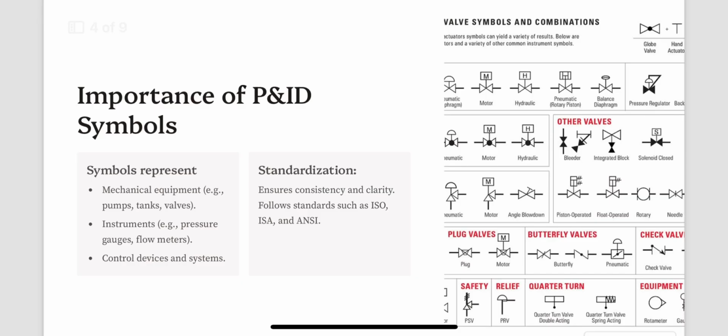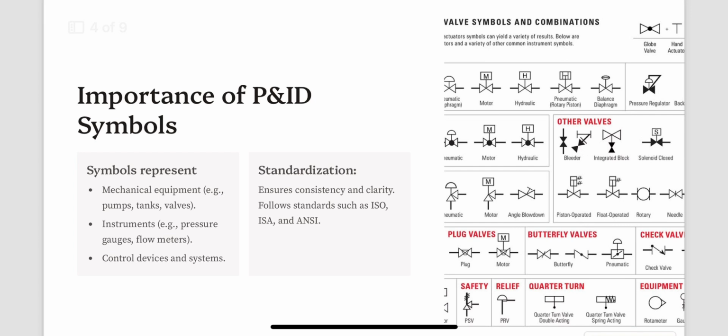Slide number 4. Importance of P&ID symbols. Symbols are crucial in P&ID because they simplify the representation of complex equipment, instruments and systems. For instance, a pump is shown as a simple shape instead of a 3D model.